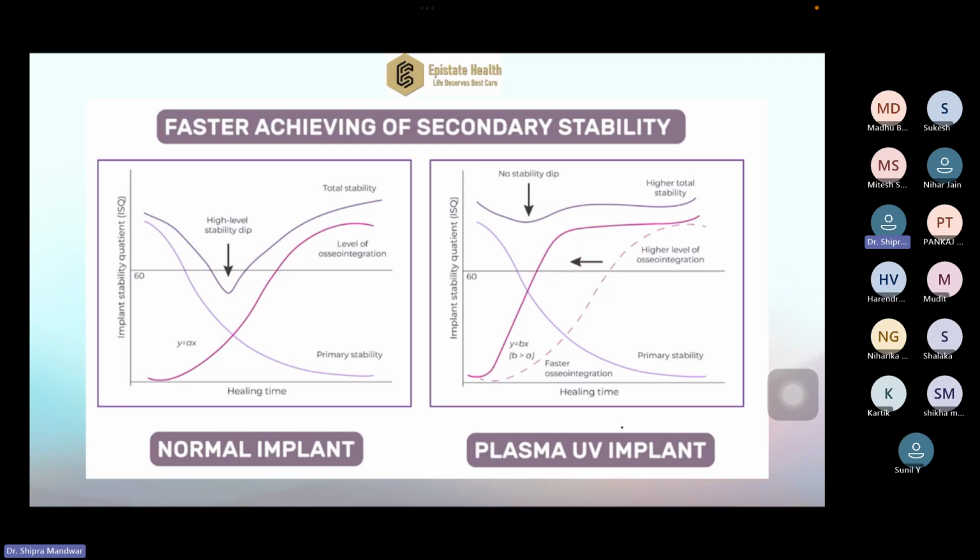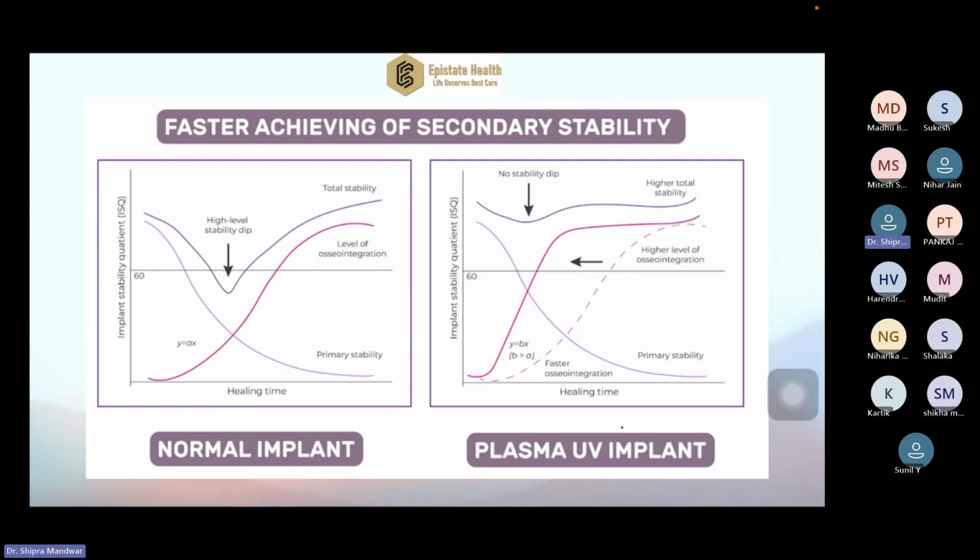Let me explain a concept: the stability dip of the implant. During the remodeling phase of the implant, the number of osteoclasts becomes a little higher than the osteoblasts. So the primary stability you achieve on day one of implant placement goes through a dip during the fourth week, where the remodeling is happening. At that point, the implant is very susceptible to failure, and you can't load it.